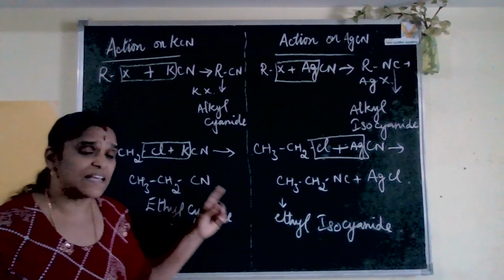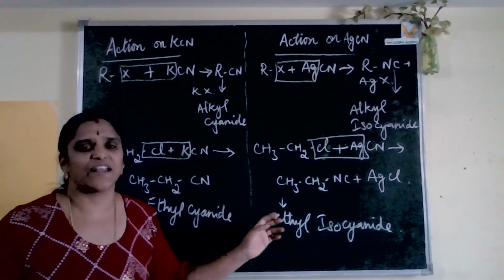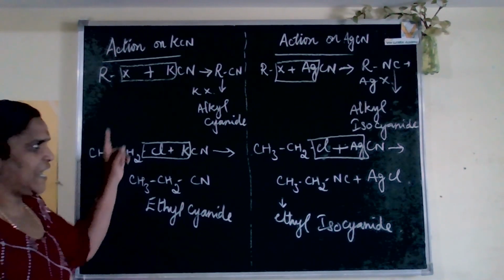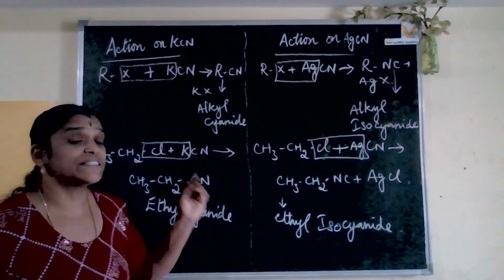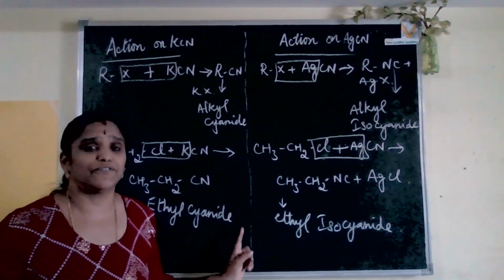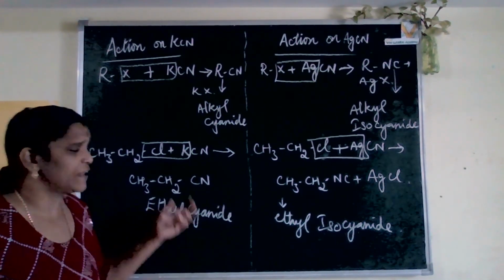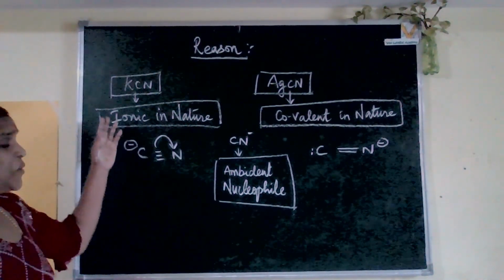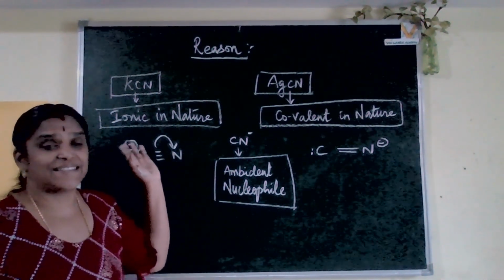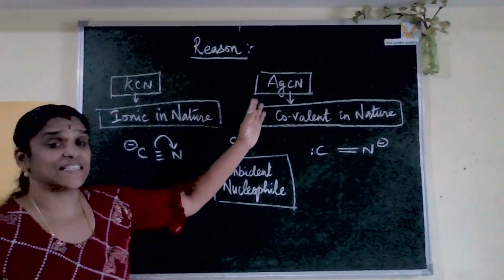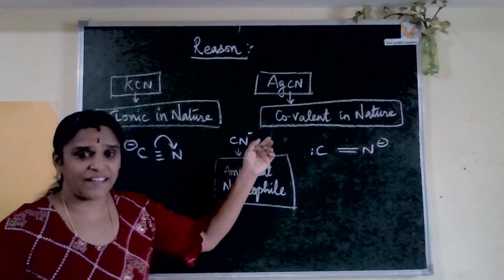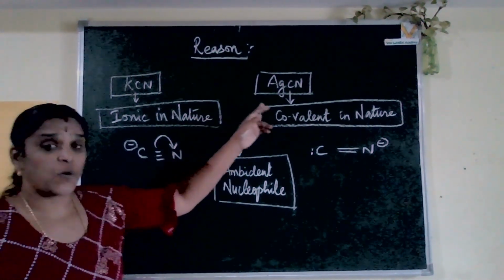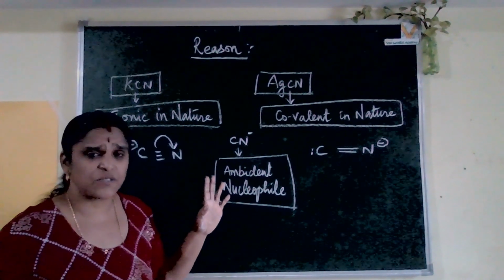Okay, now what is different? What is the reason we are getting such different products? Let us go and watch. Now I'm going to give the reason why we are getting a different product. The reason is very simple. Potassium cyanide is ionic in nature, whereas silver cyanide is covalent in nature. Ionic compounds ionize completely, whereas covalent compounds do not ionize very easily.